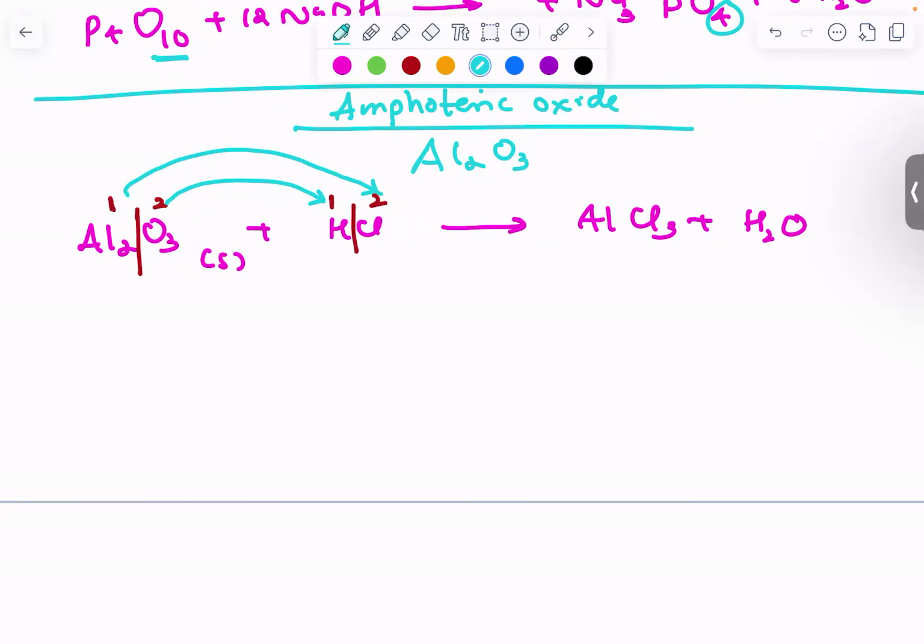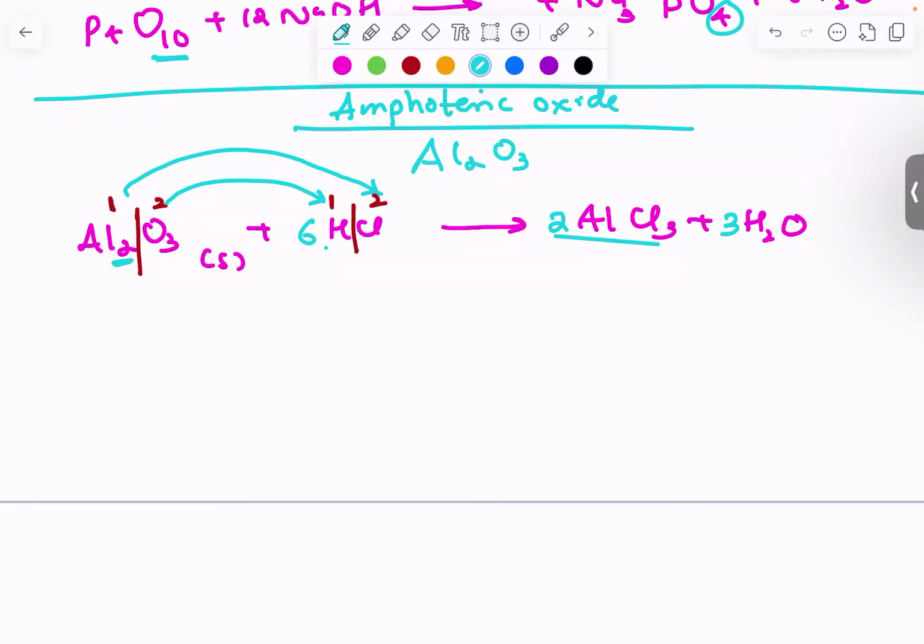Now counterbalance it. If this is 2, I need to put 2 here. Then the Cl would become 6, so I need to put 6 here. And then hydrogen will be 6, so I need to put 3 here for water. Are you getting my point? Or should I explain again? I get it. Okay, you got it.